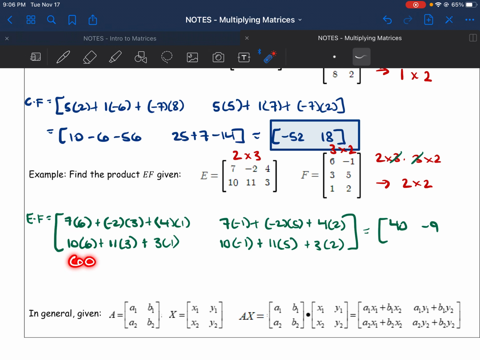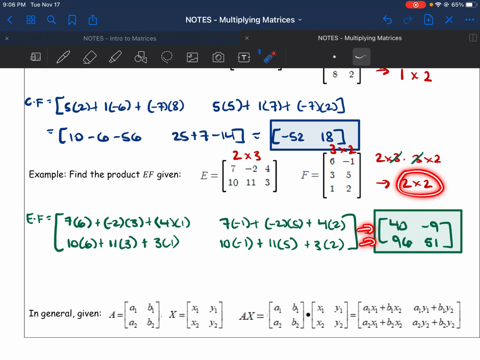Then down here, 60 plus 33 plus 3, that's going to be 93 plus 3, 96. So row 2, column 1, 96. And then here, negative 10, 55, and 6. Let's see, that's going to be 45. 45 plus 6, that'd be 51. Okay, and just as expected, we can see that our solution is a 2 by 2 matrix, and we're good to go.